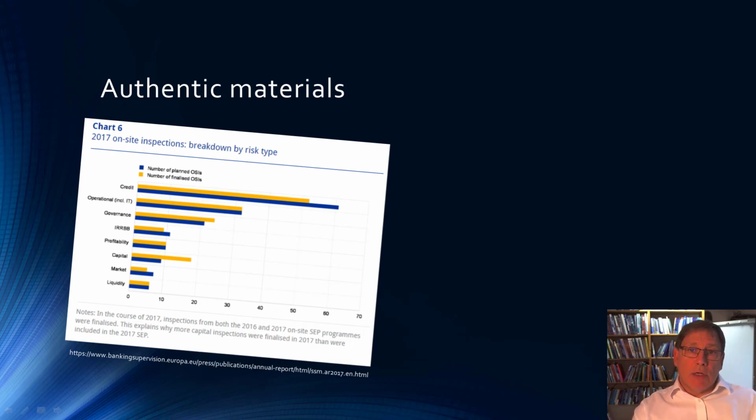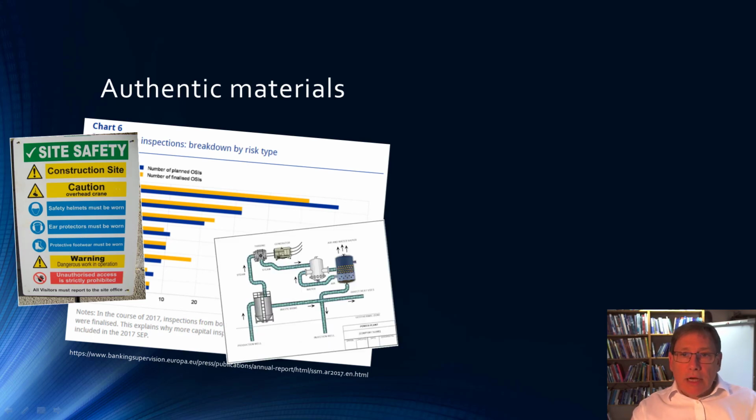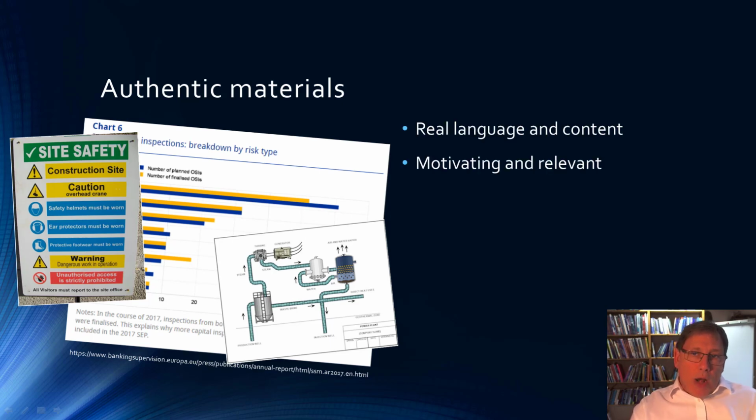And here's a typical type of authentic material. It's taken out from a particular context, and as you can see, it has abbreviations, it has terminology, etc., which not everybody will understand and will never need to understand because it's very specific. So we can have signposts from a building site here, or diagrams of a technical process or a product. It can be anything. The wonderful thing about authentic materials, if you can bring them into the classroom, is that they offer real language and content. They are exactly the language which is used in the workplace.